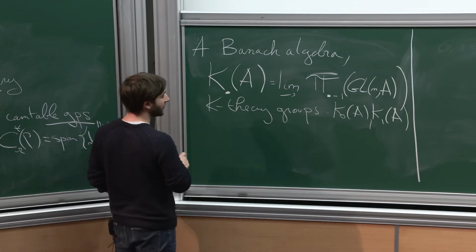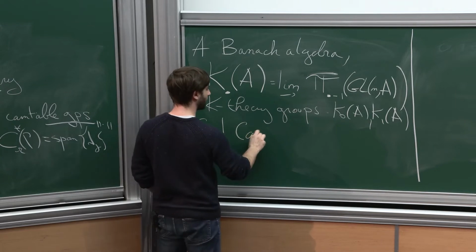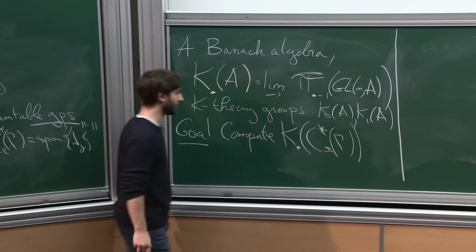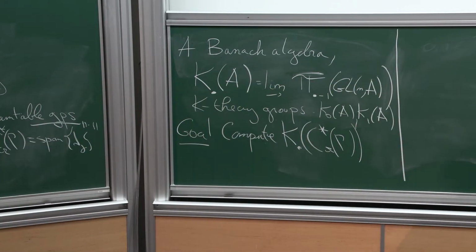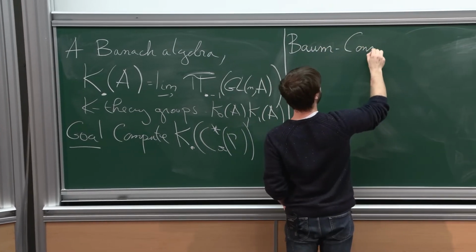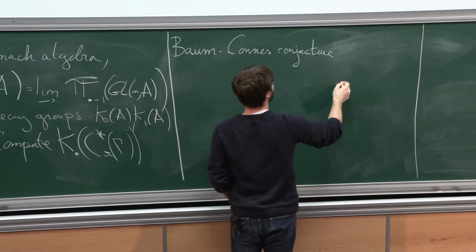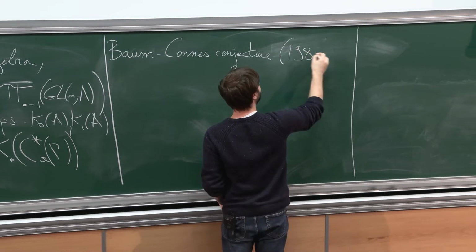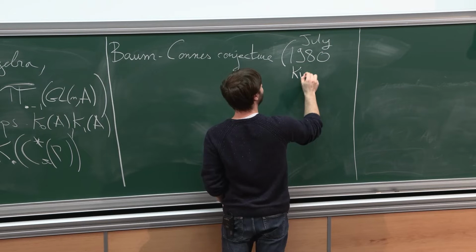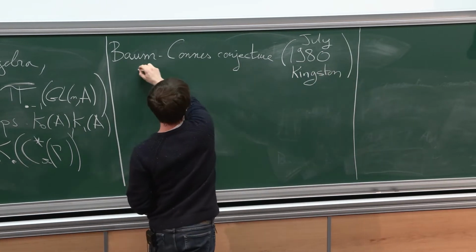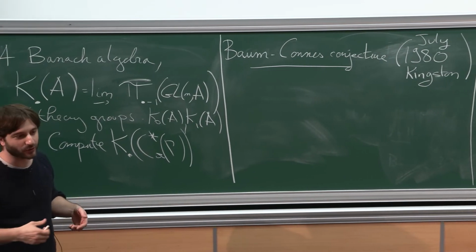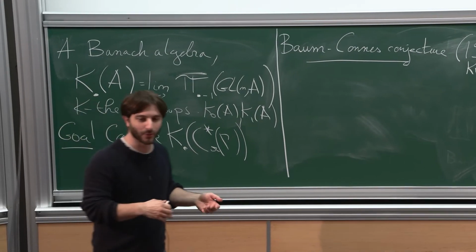And the problem I'm interested in today, the goal, is to compute the K-theory groups of the reduced C-star algebra for a discrete group, for instance. And for this, there is a very famous conjecture, which was enunciated by Baum and Connes. I just asked George, and he told me the birth of the conjecture was in Kingston in July 1980. You have two papers from the 80s: first a paper of Baum-Connes with a first version of the conjecture, and then the modern formulation of the conjecture with Baum, Connes and Higson.